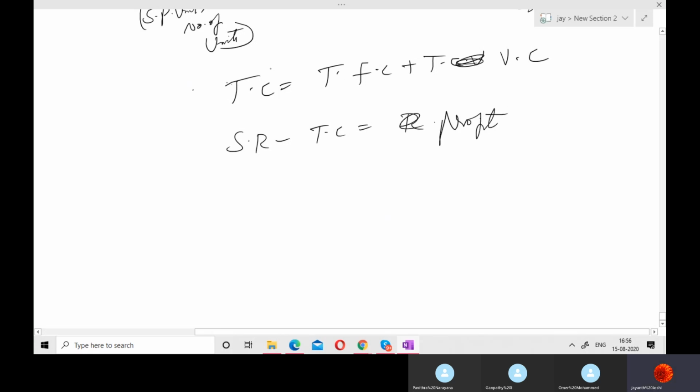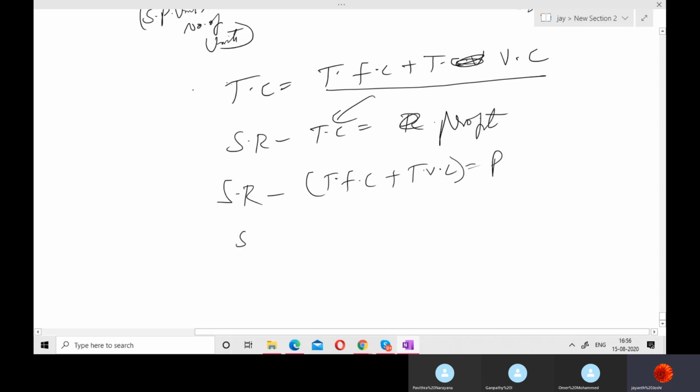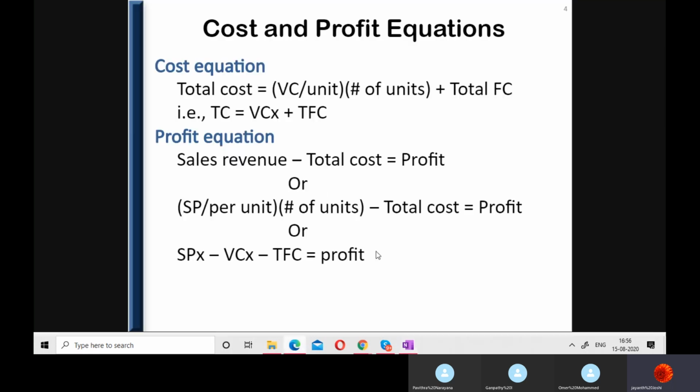So here, in place of total cost, can you put this equation? Yes. So sales revenue minus total fixed cost plus total variable cost is equal to profit, or sales revenue minus total fixed cost minus total variable cost is equal to profit. Anything is all right. Now let's move to the next slide.